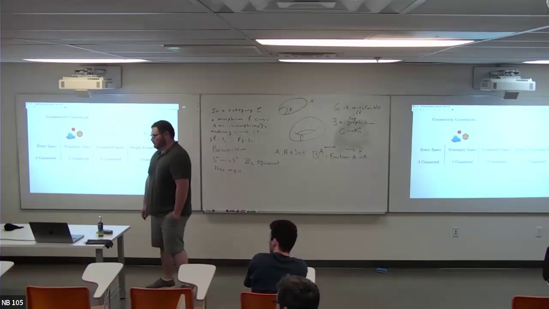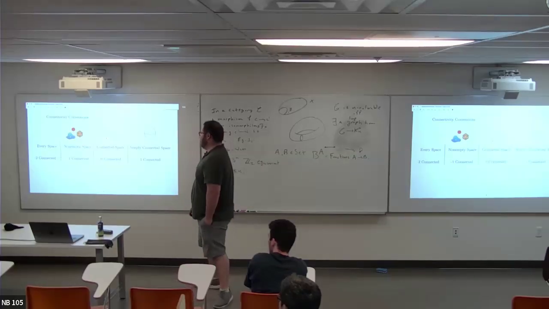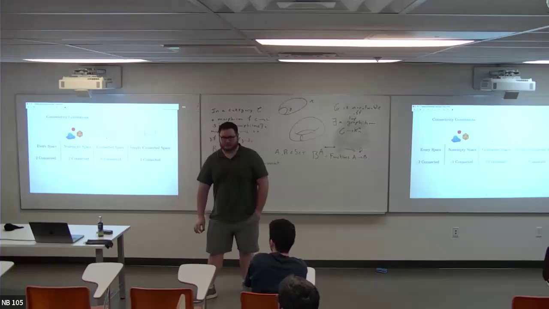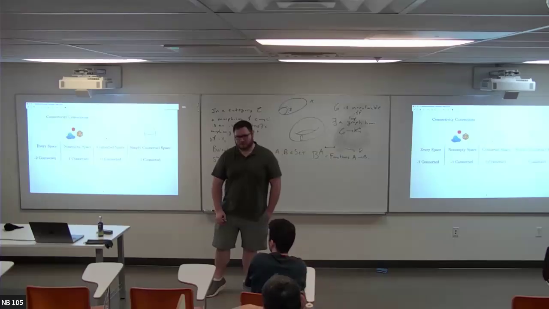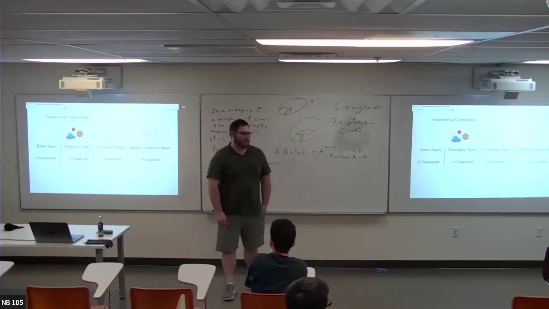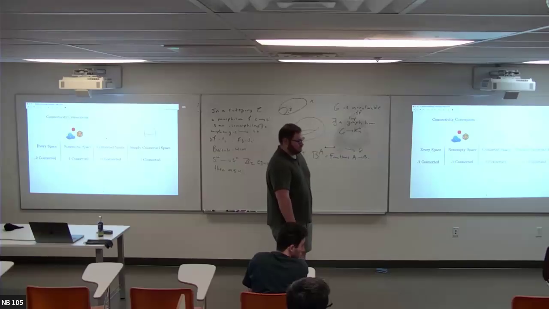-1 connected just means you're non-empty. But the Lovasz space can be empty, so that comes up. And then if you're n connected, then you're everything less than that connected. So finding bounds for chromatic number is generally a useful thing to do.